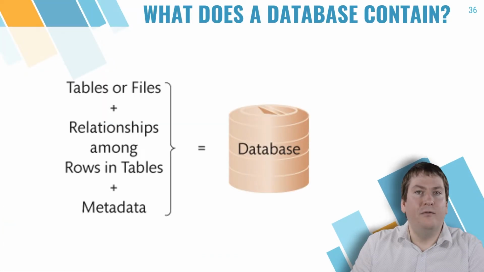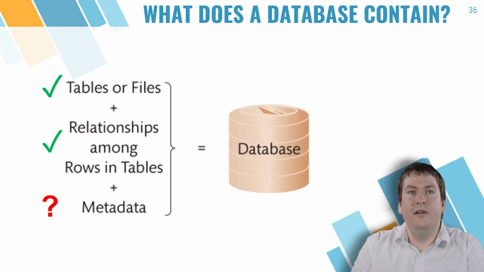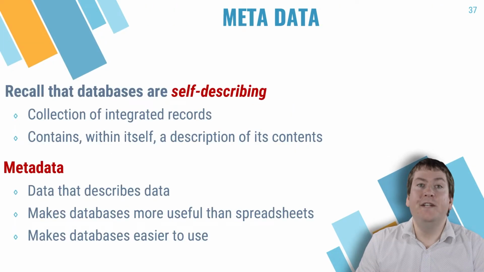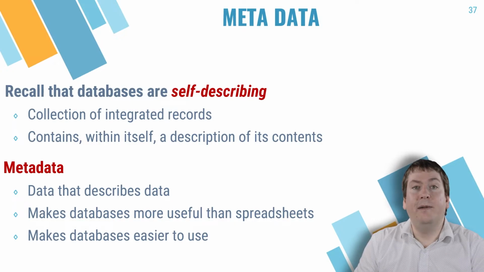So recall this diagram from before. We have now discussed the tables and the relationships, but we still need to define metadata. Recall that databases are self-describing. This means that in addition to regular data, they also contain descriptions of its contents. This is metadata, that is, data that describes other data. This can be things like field names that we saw in the previous example, but also much, much more. The metadata makes databases far more powerful and easy to use.